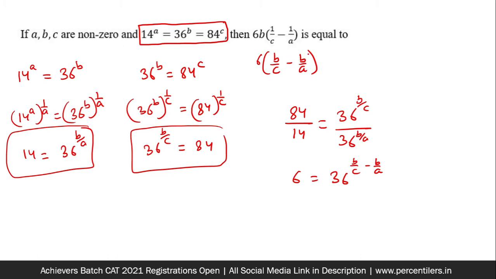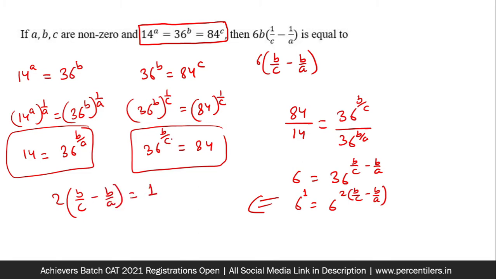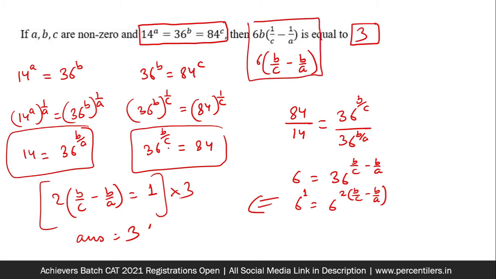We are almost there. All right. Let me rephrase this. Now this is 6 to the power 1, which implies that 2 times b by c minus b by a equal to 1, and we need to find 6 times. So multiply the entire equation by 3 and you get your answer as 3. 3 is the answer to the question. It was a theta question. Hope you got this. Moving on.